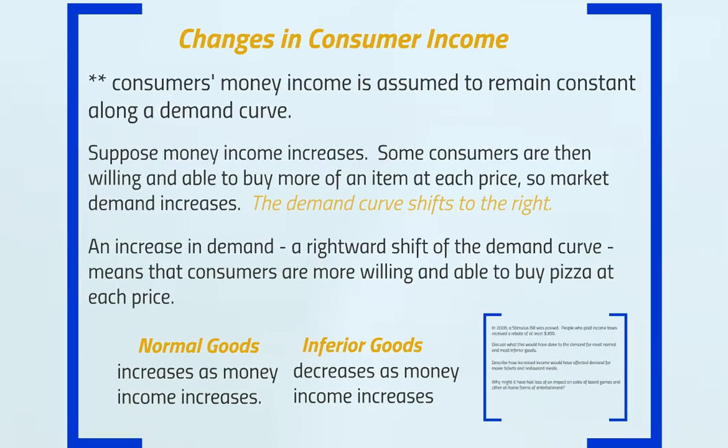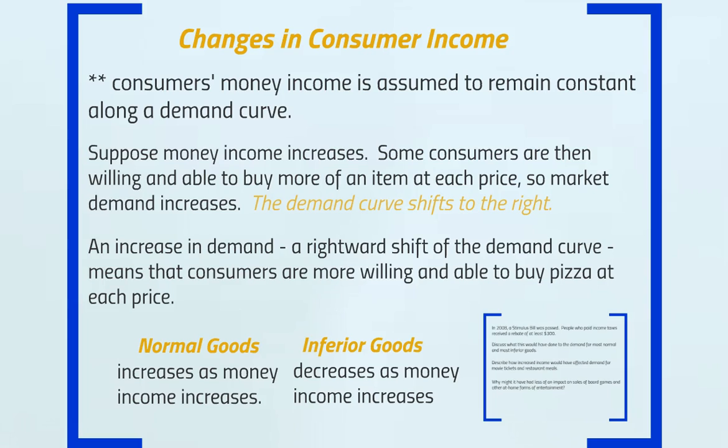First of all, changes in consumer income. Consumers' money income is assumed to remain constant along a demand curve. So your money hasn't changed. If you're looking at a demand curve or even a demand schedule, if the schedule or the curve is about you, your money income is constant. You didn't get a raise during this time. You didn't get laid off your job. You didn't get fired. You didn't quit. Your money income is assumed to remain constant.